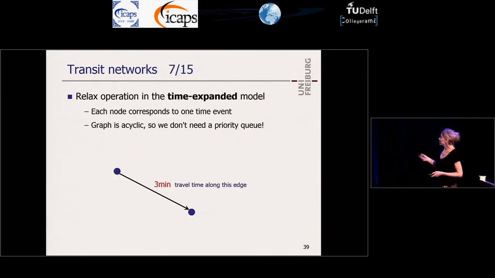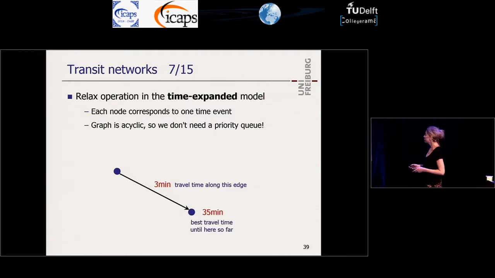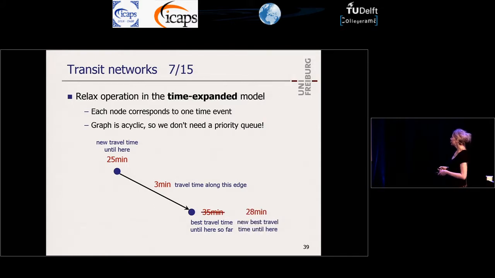So this is how it went. This is now one relax operation, right? Relaxing, this is one step of Dijkstra's algorithm, right? You have done Dijkstra for a while already, a few iterations. This is one edge, 3 minutes. You already know that you can get here in 35 minutes from your source node. So now something new happened. You found out that you can get here in 25 minutes. So relaxing this edge, 25 plus 3 is 28. Now you can get here faster, right? That's standard Dijkstra. So in the time expanded model for transit, you can just use standard Dijkstra, but you get a huge graph.